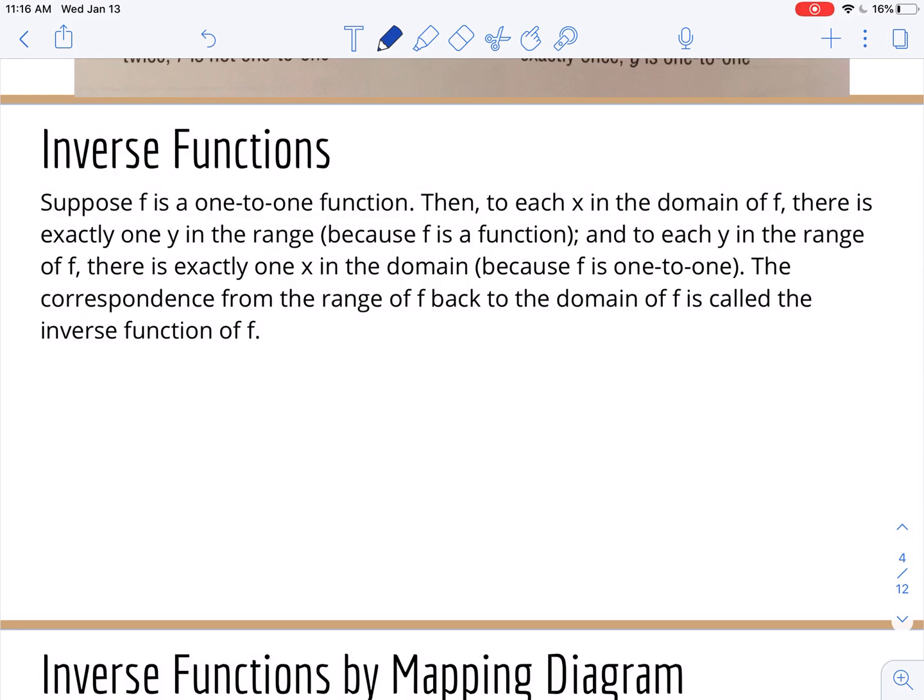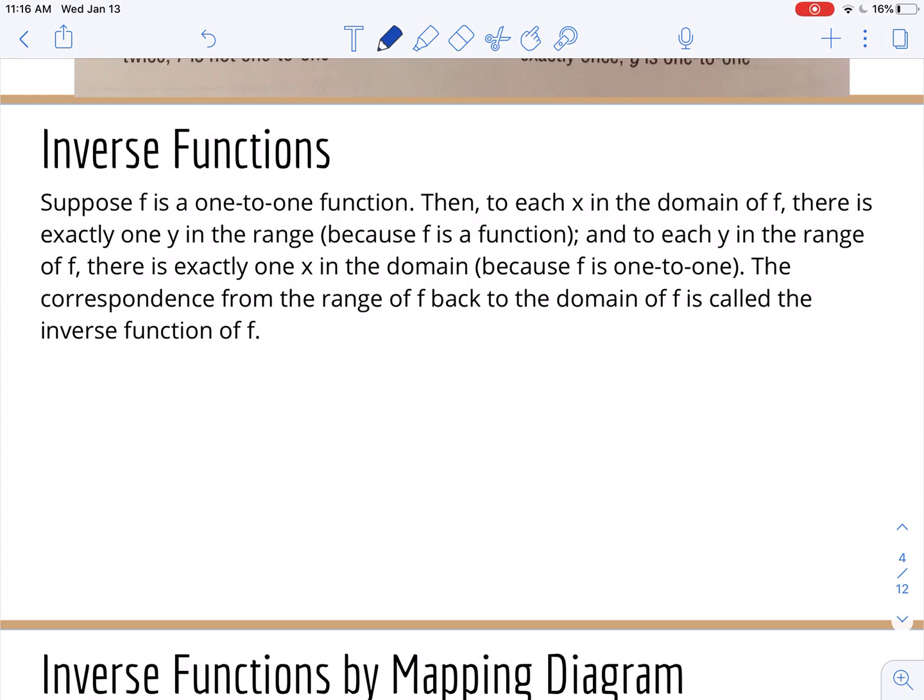So inverse function. Suppose that f is a one-to-one function, then to each x in the domain of f there's exactly one y in the range because f is a function, and to each y in the range of f there's exactly one x in the domain because f is one-to-one. The correspondence from the range of f back to the domain is called the inverse function of f. Now, technically speaking, if a function is not one-to-one, it does not have an inverse function.